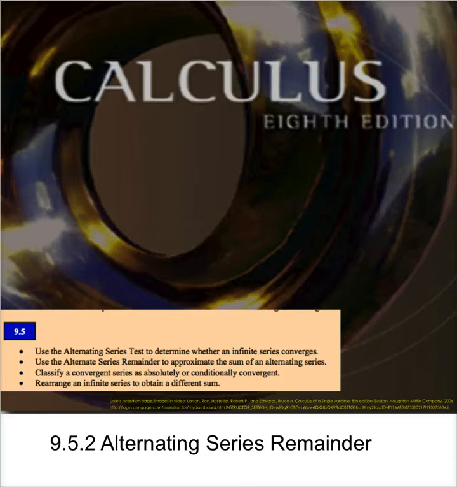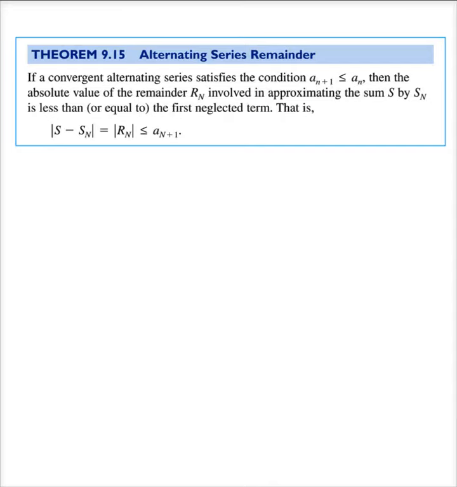What does the remainder of an alternating series look like? It turns out that if you have a convergent alternating series that satisfies the conditions that a sub n plus 1 is less than a sub n, then the absolute value of the remainder in approximating s by s sub n is less than or equal to the first neglected term, or the next term that you cut off.